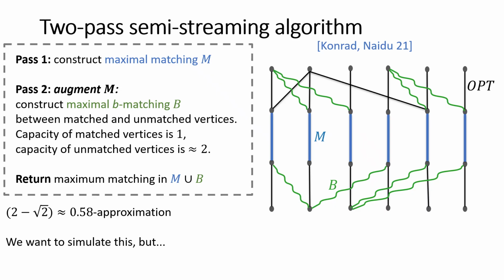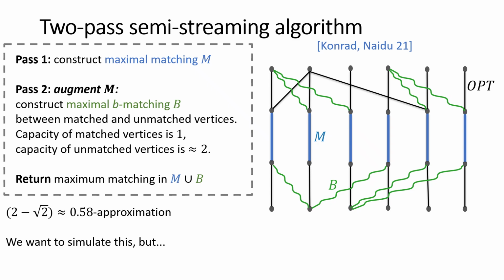Okay, so in the first pass, what we do is we construct a maximal matching M. In the semi-streaming model, we're not claiming that we can do it. But then in the second pass, the idea is that we augment this matching by trying to find a lot of length three augmenting paths.